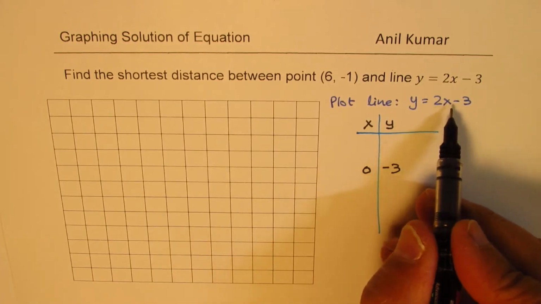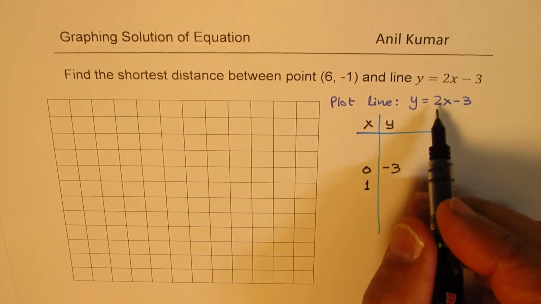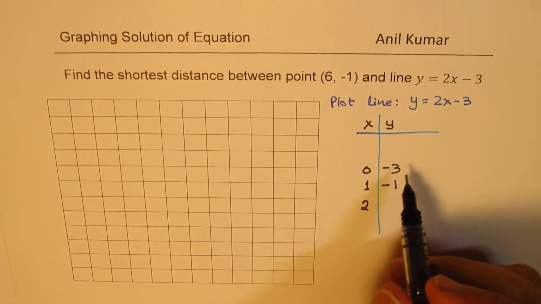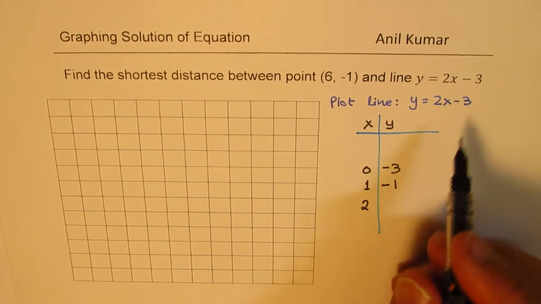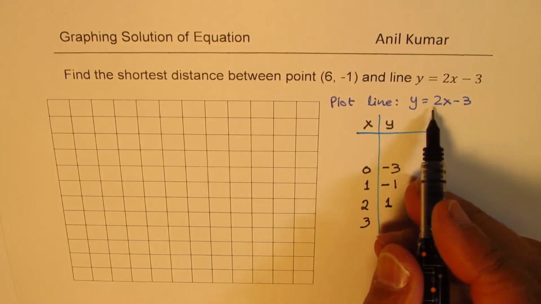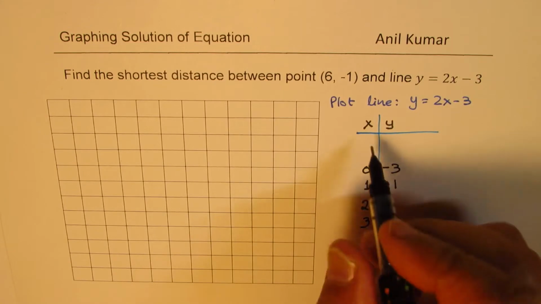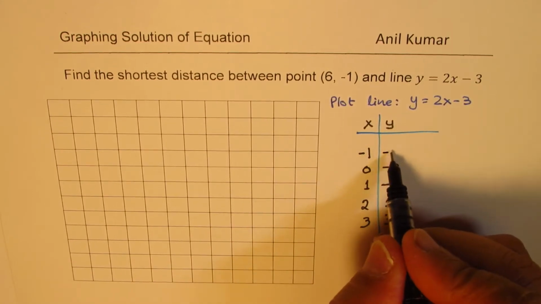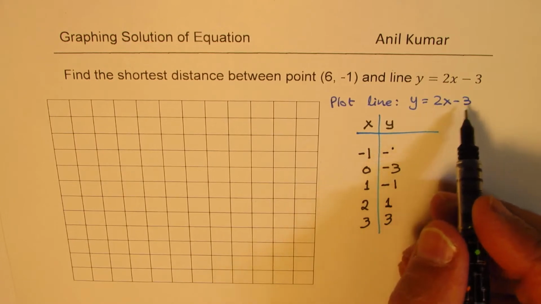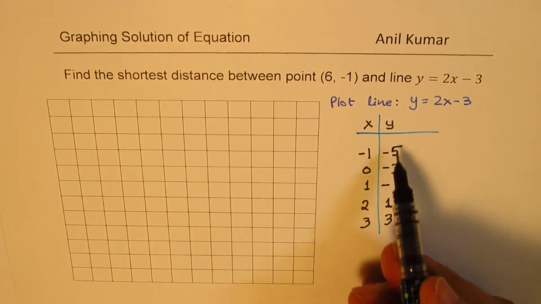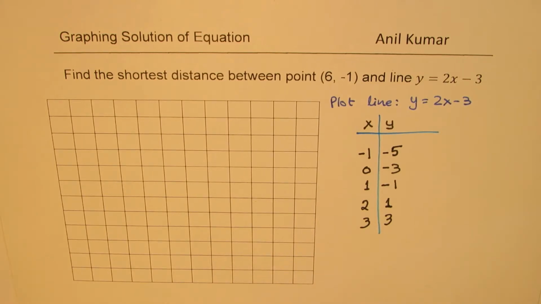If I put x as 1, I get 2 minus 3, which is minus 1. For 2, I get 2 times 2 is 4, 4 minus 3 is plus 1, correct? And for 3, 6 minus 3 is plus 3. We can take some negative values now. Minus 1 will give minus 2 minus 3, which is minus 5, right? So with these values, we'll sketch our line.